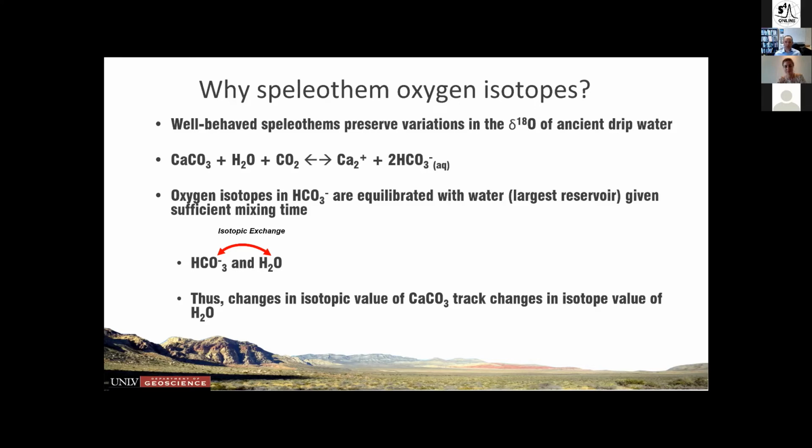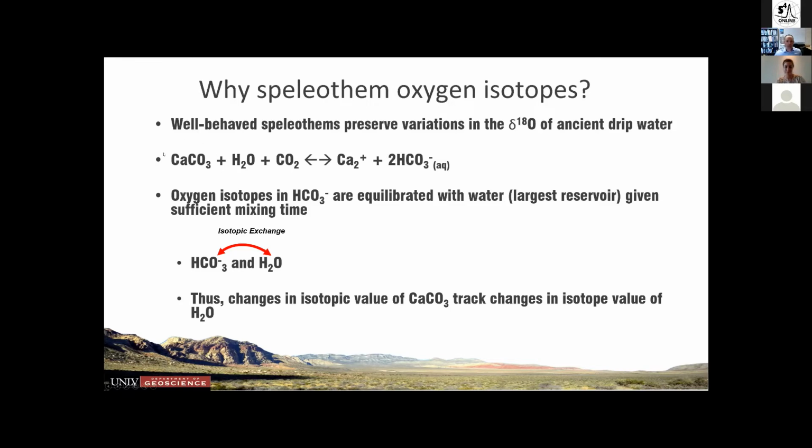And that ancient drip water has an oxygen isotopic signal, which is related to climatic processes. So when I use the term well-behaved, I'm mainly referring to speleothems that do not have lots of extra filters or extra complications on their oxygen isotopic signal. So in other words, the speleothems that are clearly recording something about paleoclimate variations.